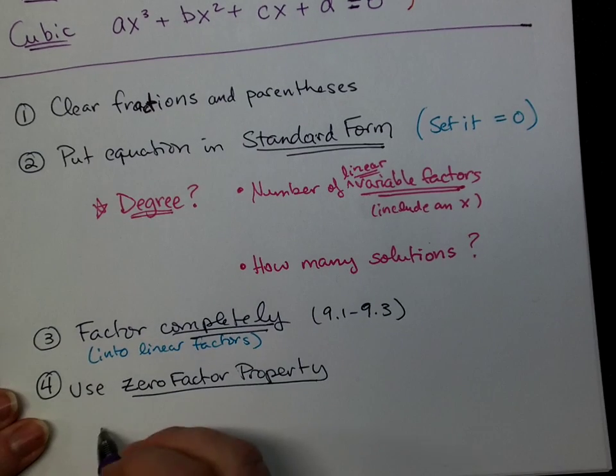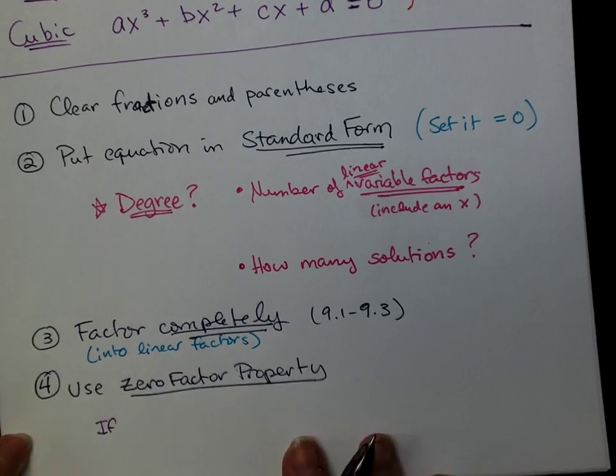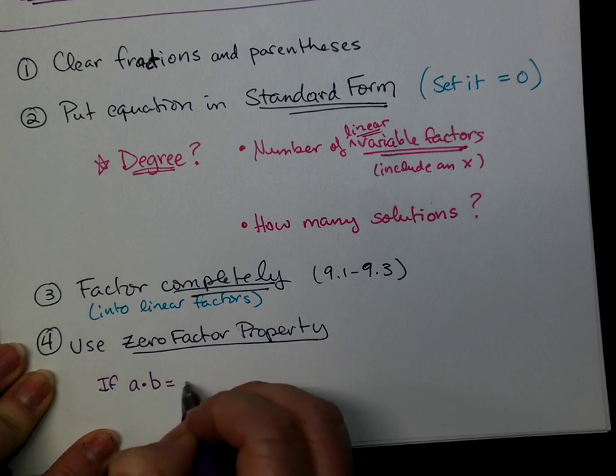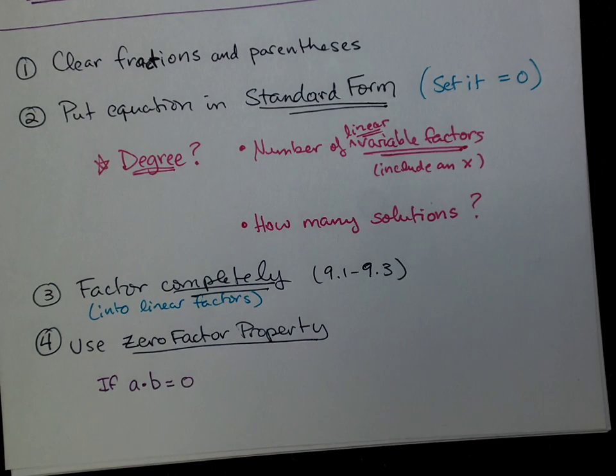Now, the zero factor property means this. Let's say you have 2 factors, a times b, so a times b equals 0. Now, if you have 2 things that are multiplied, 2 factors, a times b, and the product, the answer, is 0, what do you know about a or b? One of them has to be 0. One or both, but in our case, just one. There's no way you can get 0 as an answer if one of your factors isn't 0. Any 2 non-zero factors will multiply to make something that's not 0.